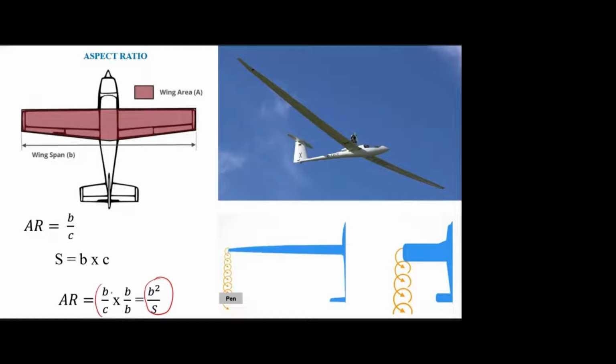So with this b by c, if you multiply by another b by b, then it will be b squared divided by S. So aspect ratio is span by chord, that is b by c, or it can be b squared by S, b squared by area. Both formulas are applicable for aspect ratio. And what is the importance of the aspect ratio? Why is it important?